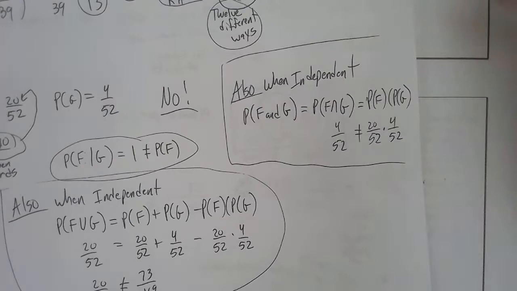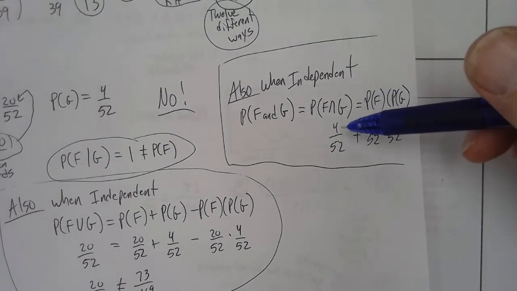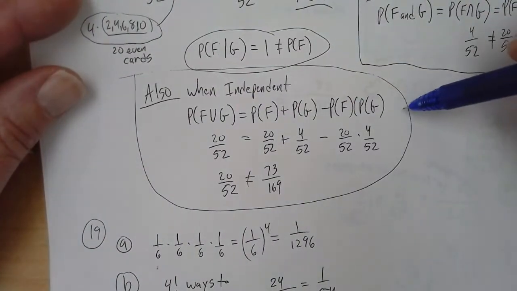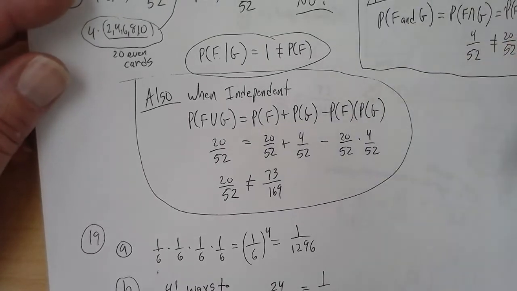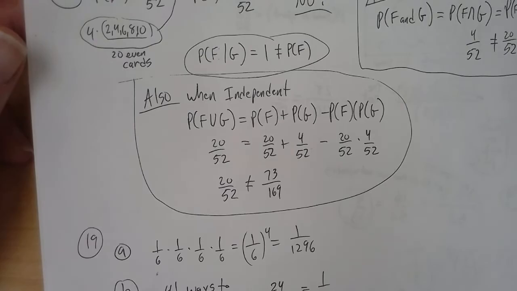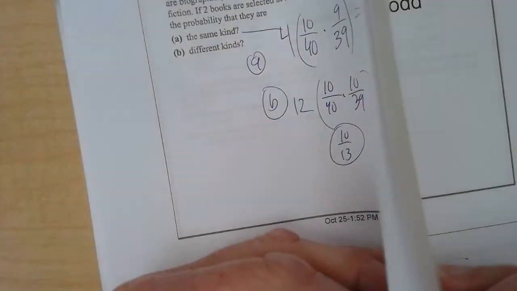Also, if it was independent, the probability of F times the probability of G would be the probability of F and G, which is 4 out of 52. So it doesn't work. Also, when it's independent, it follows this formula, okay, which is also not true. So this is not independent. So there's all the things that have to do with that. Okay, so there's that one.